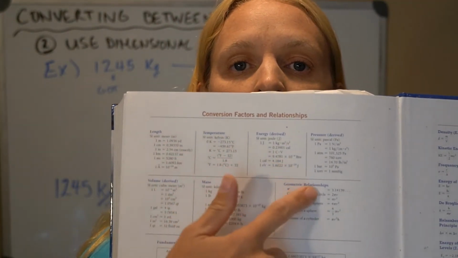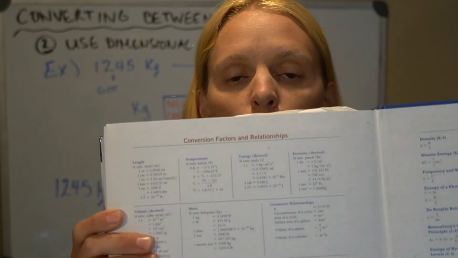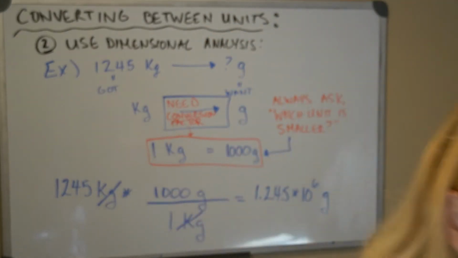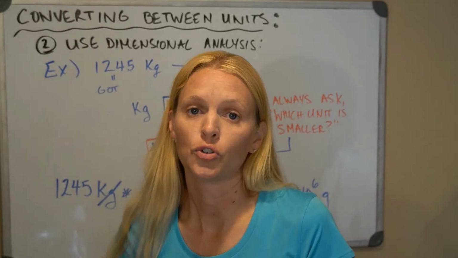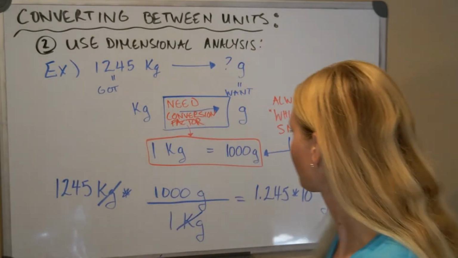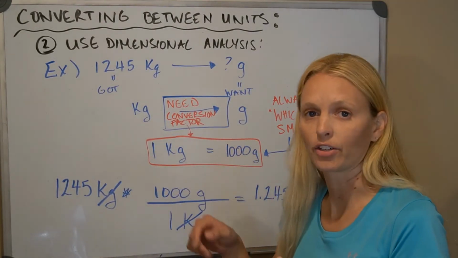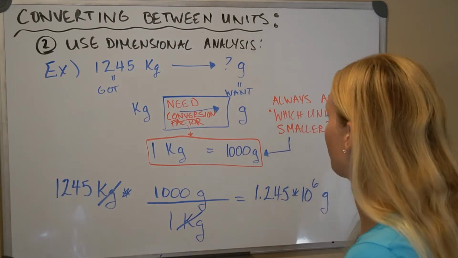in the very back portion of it, you've got some conversion factors that are usually helpful. Other times they may be provided to you on an exam and things like that. So you have to have a conversion factor. If you don't have it, you need to look it up or figure it out.